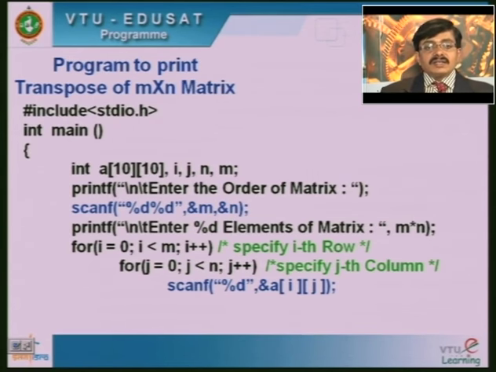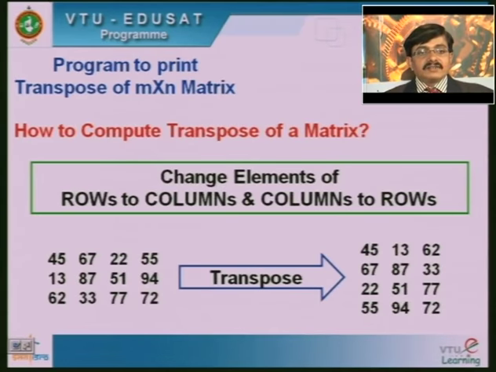Now, when you are storing the elements here, they will be stored in consecutive memory locations only. If these are the elements, first 45, 67, 22, 55 will be stored, immediately followed by 13, 87, 51, 94, and further followed by 62, 33, 77, 72. This is exactly how it is getting stored in the memory.